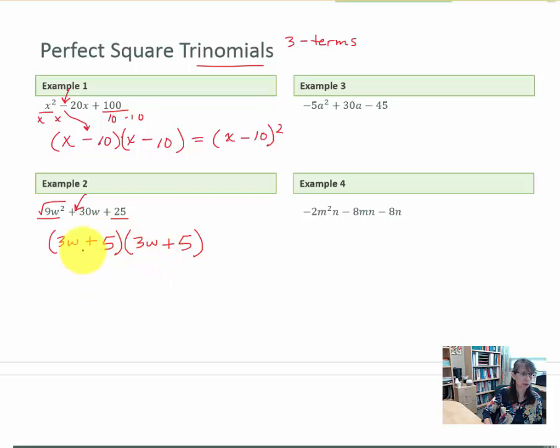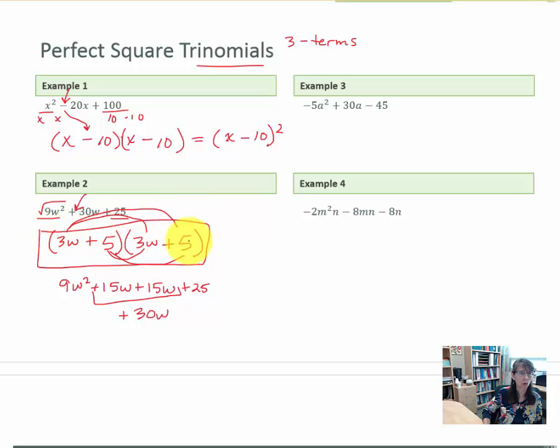Now let's make sure this really works. All I have to do is distribute to check it. 3w times 3w is 9w squared. Outside terms would be positive 15w. Inside product is another 15w. See how that doubles? And last, we have positive 25. So in the middle, we really are creating a positive 30w, just like we had in the original trinomial. So our factoring is complete, or you could rewrite that as your quantity squared.